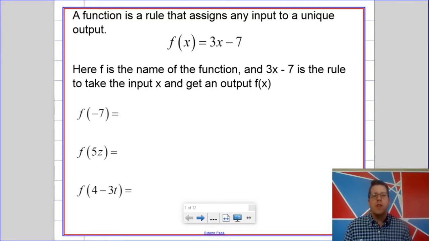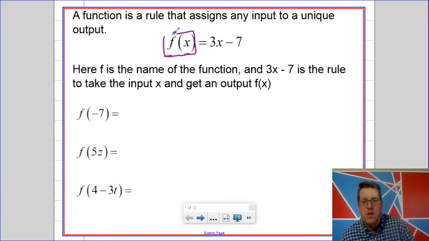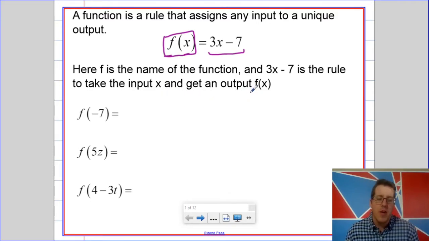All right, I've got a quick video for you today on functions. Now, you have undoubtedly studied functions before in your Algebra 1 class, but this is a reminder. A function is a rule that assigns any input to a unique output. So, here is a function named f that takes x as its input, and to figure out its output, it does 3 times that input minus 7. So 3x minus 7 is the rule to take the input x and to get an output f of x.